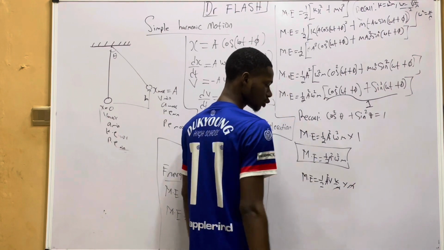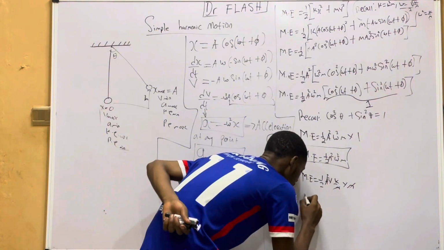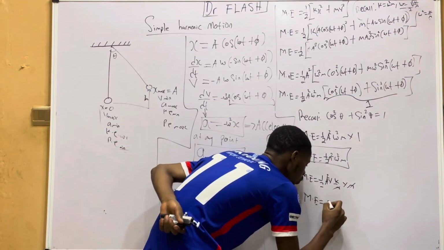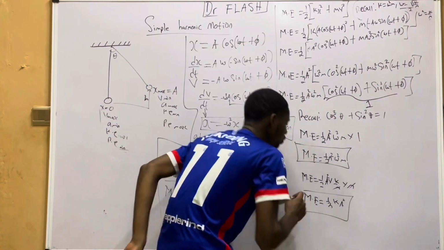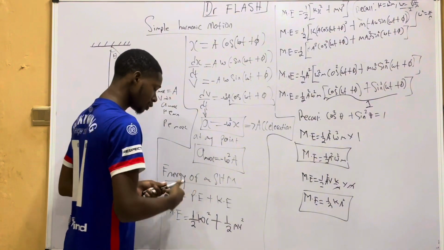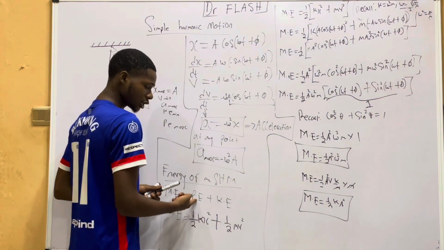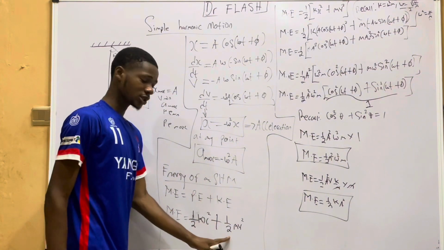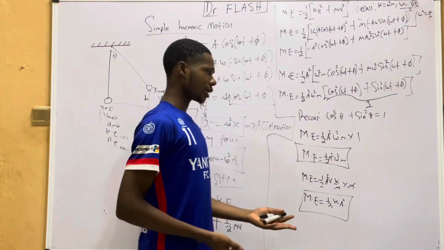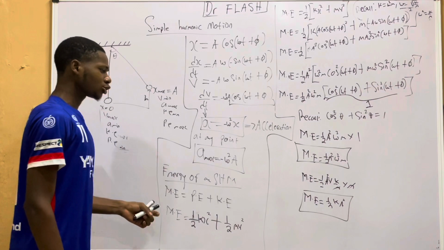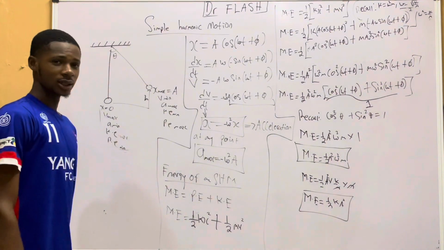Now these two m's cancel out, and what is left is mechanical energy equals 1 over 2 k a squared. I'm writing the k first just so that it will look exactly like the other equations from potential energy and kinetic energy. This is 1 over 2 mv squared, this is 1 over 2 kx squared, and this is 1 over 2 ka squared. So you see they are similar. Now we have obtained the equation for calculating mechanical energy.